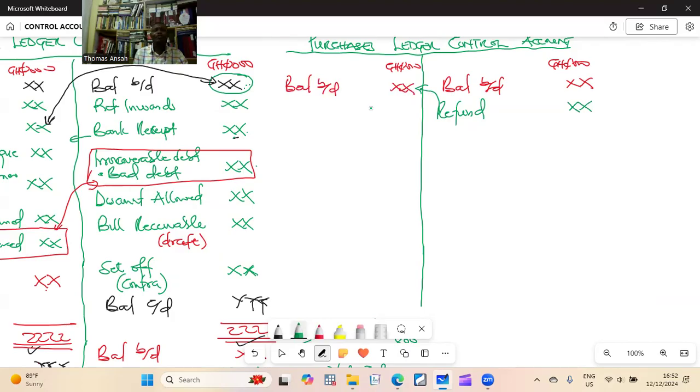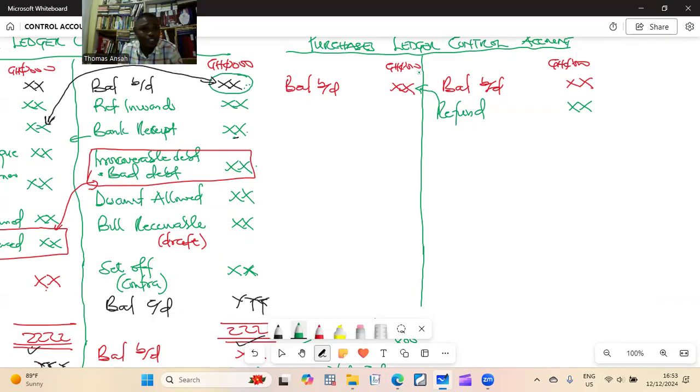However, anything that will cause your debt to go up in terms of you and your supplier, so anything that will cause you to have to pay the supplier a more amount will be on your credit side, because a creditor is what?